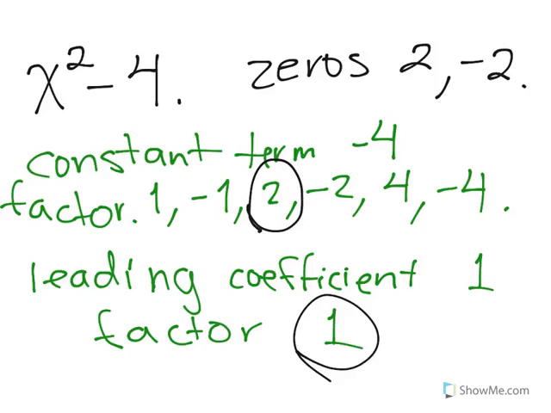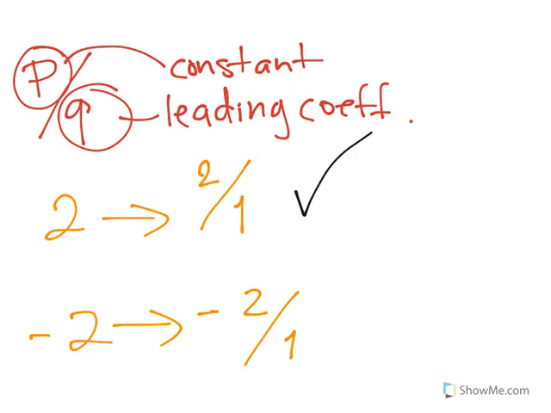And same thing for negative 2. We have negative 2 in the list of the factors for the constant term, and of course we have the 1 for the leading coefficient. So the rational zeros theorem tells you whether a zero could be a zero for the polynomial or not, but it doesn't necessarily tell you which are the zeros unless you apply it in a certain way, which we will learn in the next video.